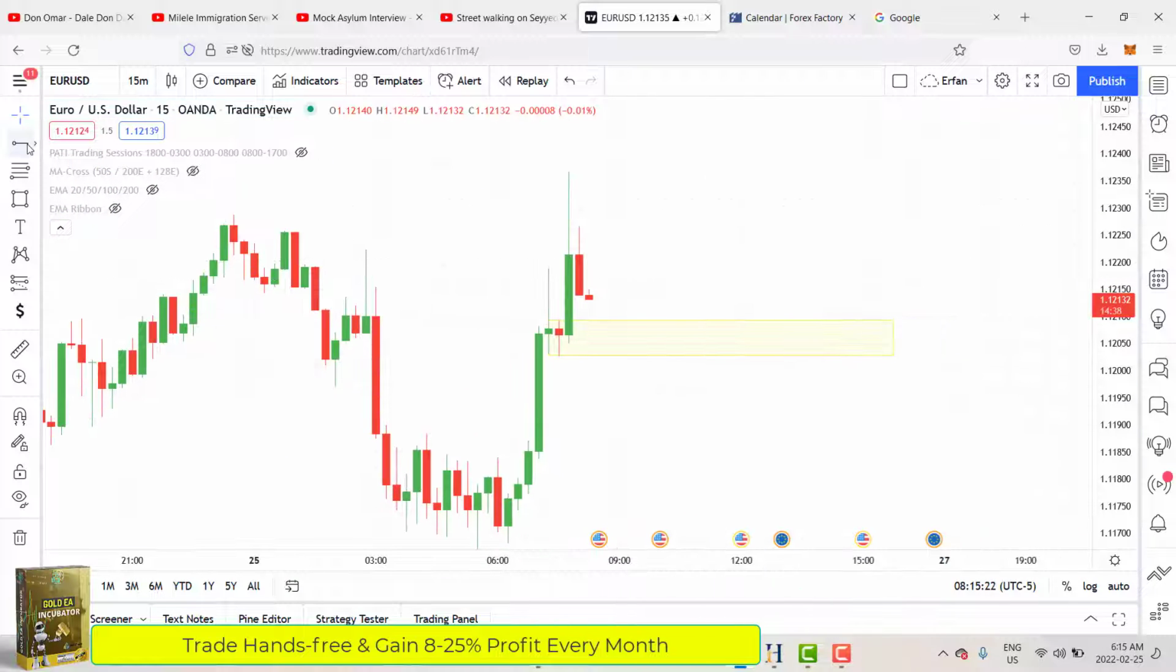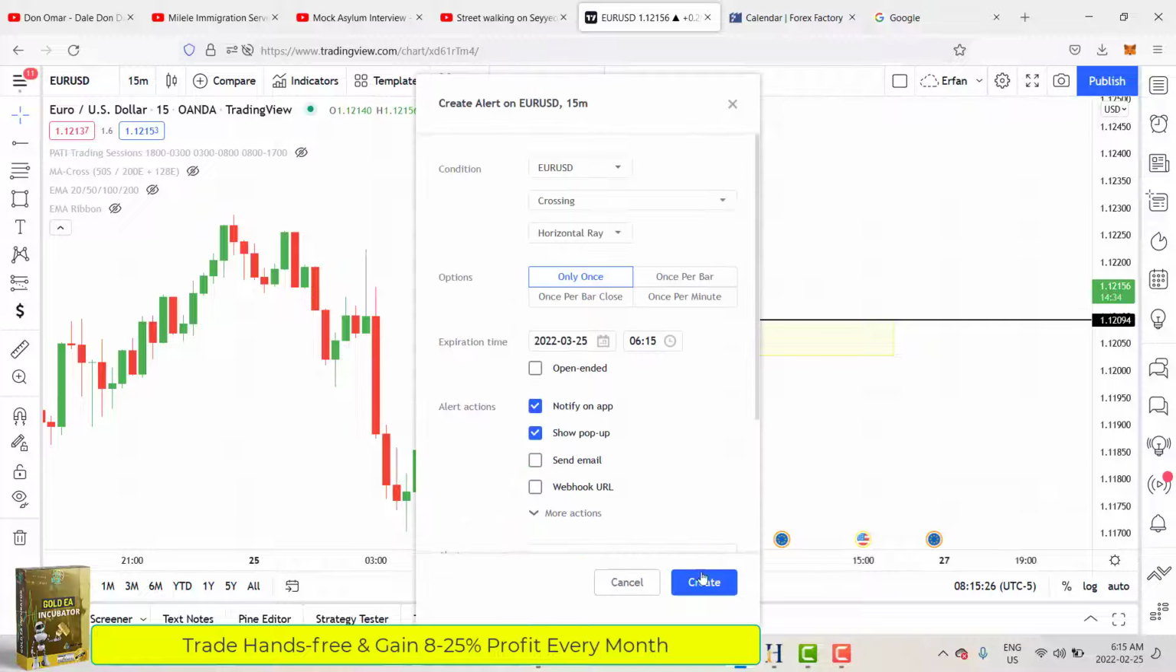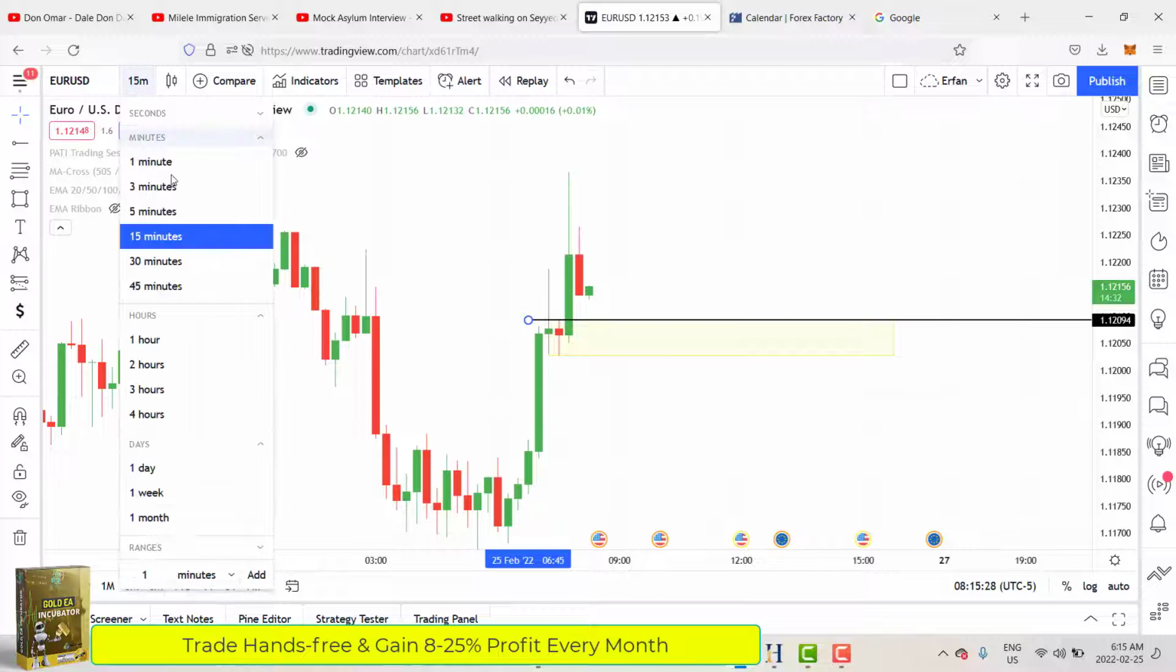So that's a high probability order block. I'm going to put my alarm here. I just want to watch the market to see how it reacts.